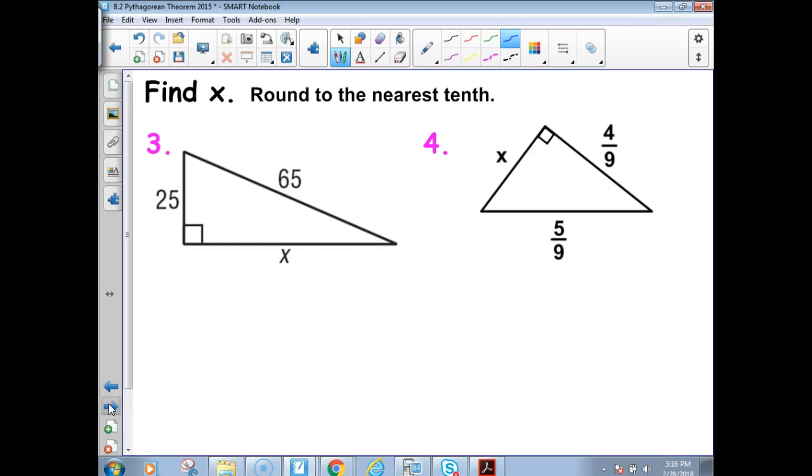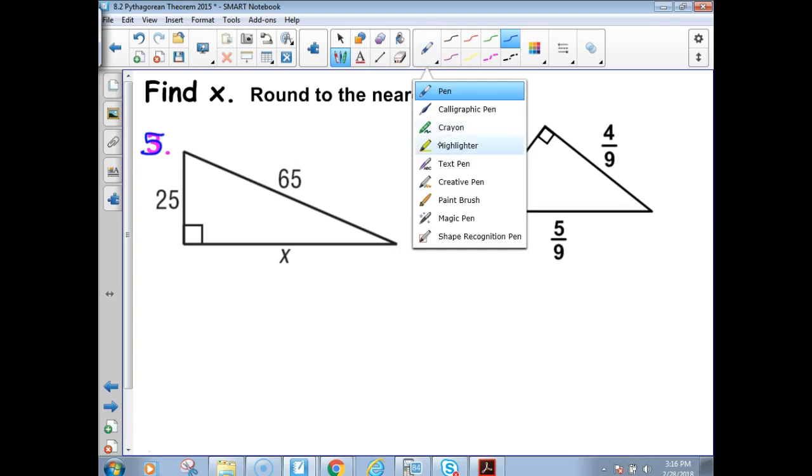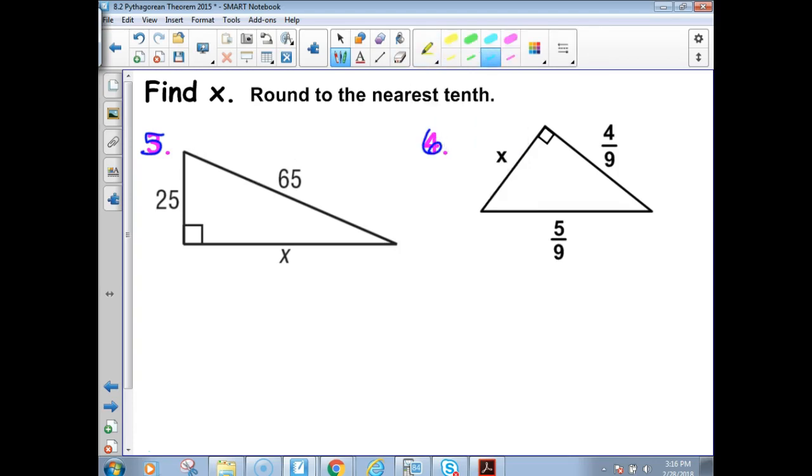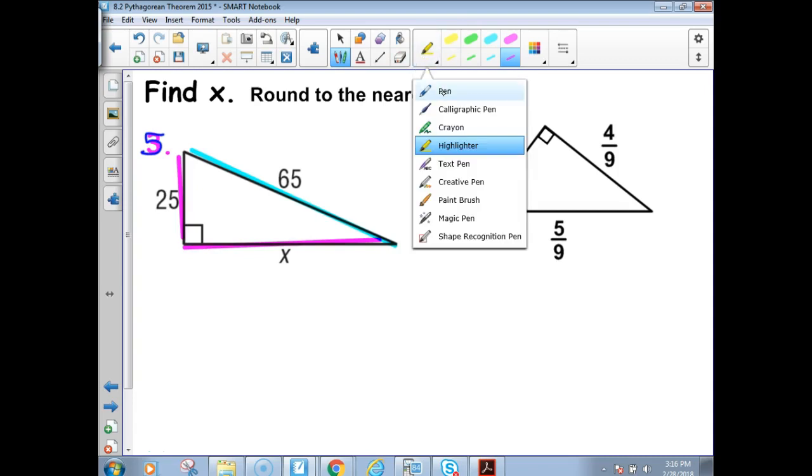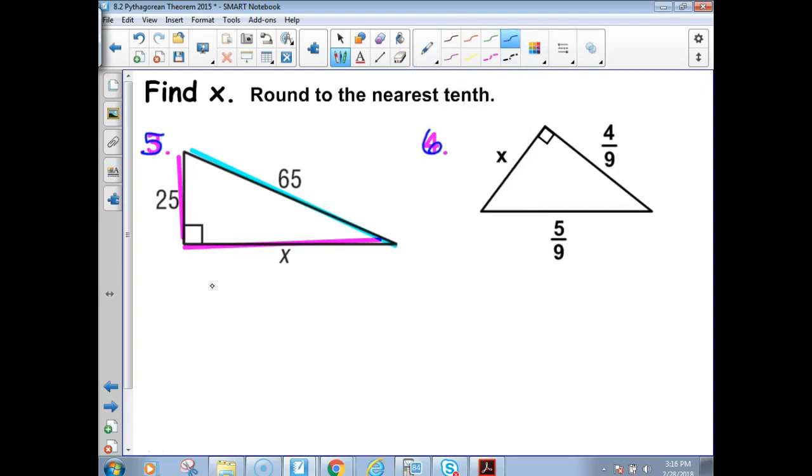Okay, this is number 5 on your paper. Sorry I need to change this. Okay. I have the hypotenuse, again, is across from the right angle. And really, if you just want to start with the legs, that's completely fine. I'm going to go ahead and do that now. I'll just go with leg squared plus leg squared, because you guys like to start with your X. So X squared plus 25 squared equals 65 squared.